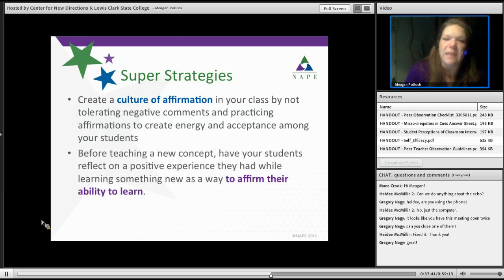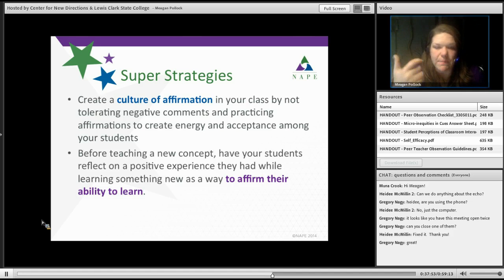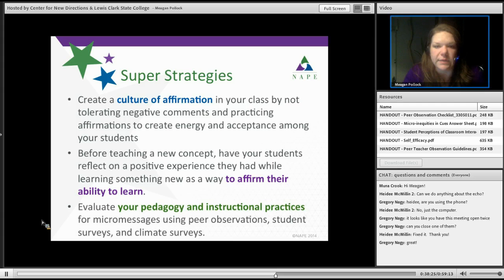The next super strategy is that before you teach a new concept, have your students reflect on a positive experience that they had while learning something new. So again, this is going back to the mastery experiences for influencing self-efficacy. What you want to do is affirm their ability to learn. If you come in with the pop quiz and you remind them how inadequate they may or may not be or feel, you're really starting off on a negative note. So if you could think about a different way to start class so that they can remember all of those great things that they've learned and the ability that they've had to learn, that will set them on a more positive trajectory to succeed in your classroom.